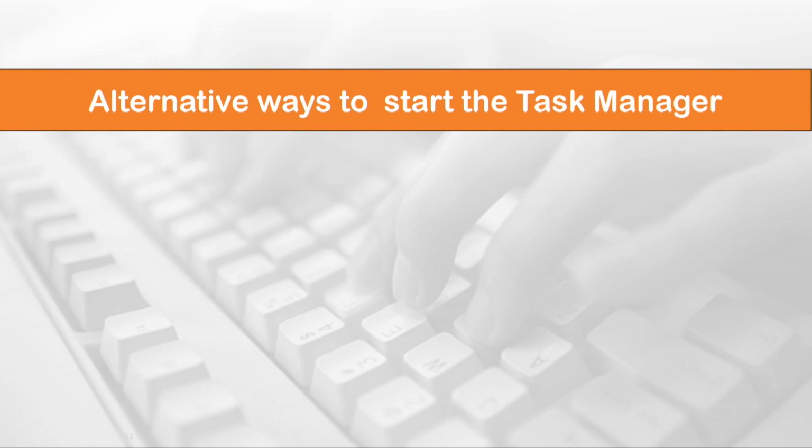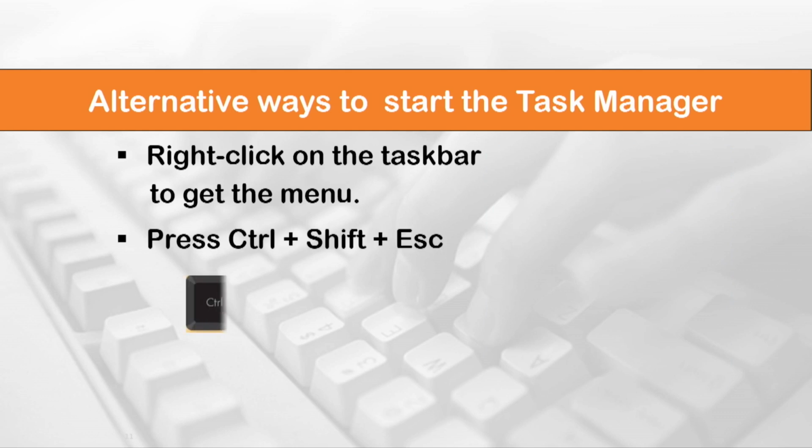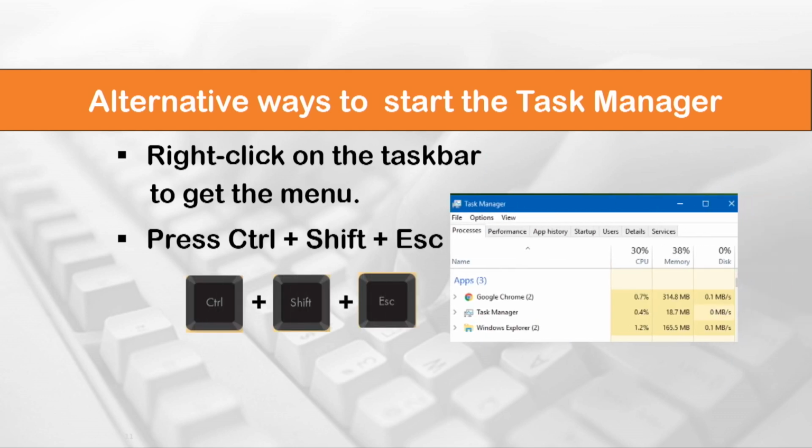Alternative ways to start the Task Manager are: right-click on the taskbar to get the menu from which you can run the Task Manager. Or you can also open the Task Manager by pressing the Ctrl, Shift and Escape keys at the same time.